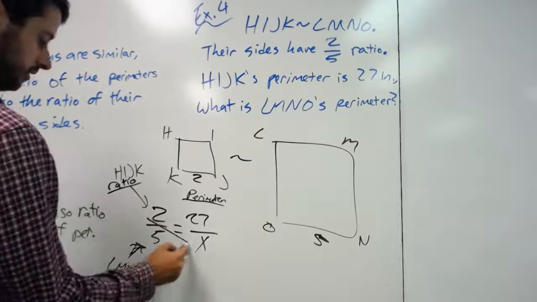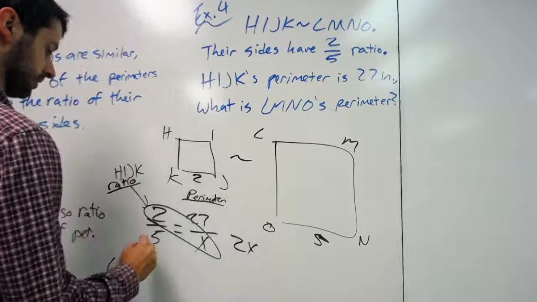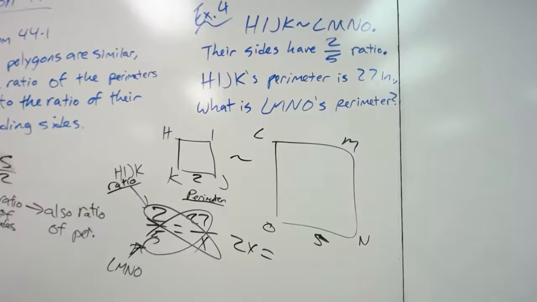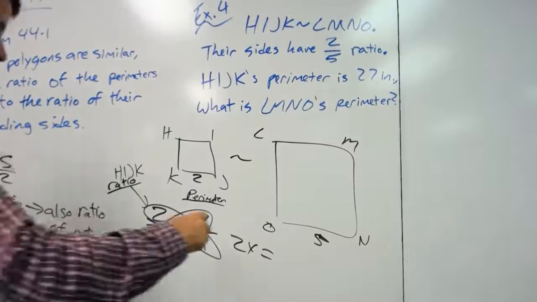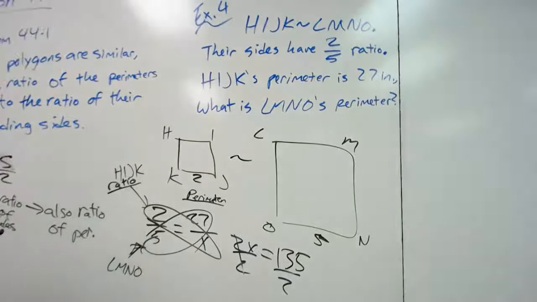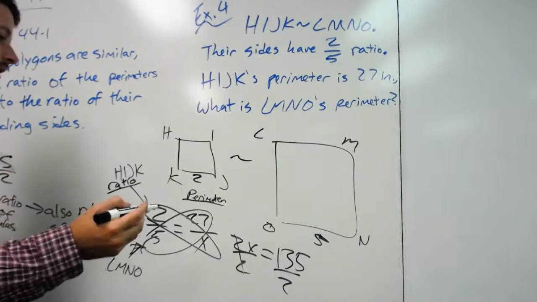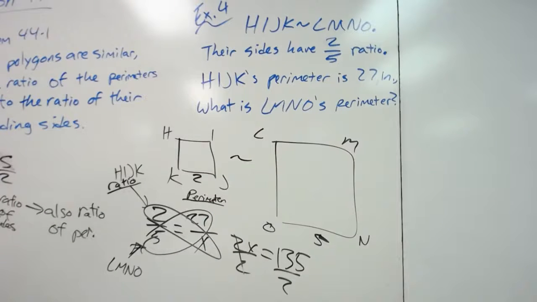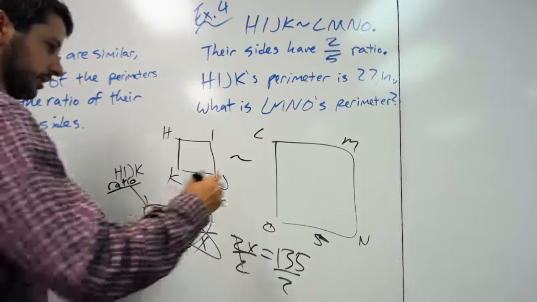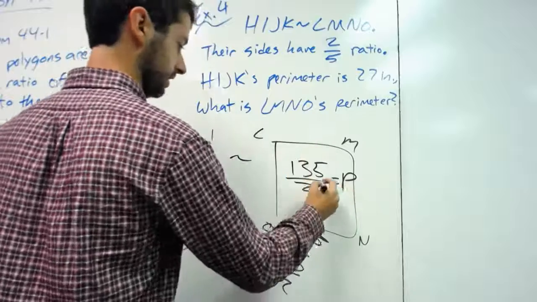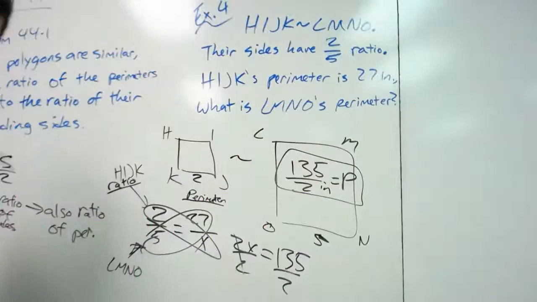So 2 times X, 2X, equals 27 times 5. Plug that in your calculator, and you get 135. Divide by 2, and you get X equals 135 over 2. You can put that in decimal if you want. But the perimeter of LMNO would be 135 over 2, whatever the measurement is, inches. And so that's how you apply similarity to polygons when it is referring to perimeter.